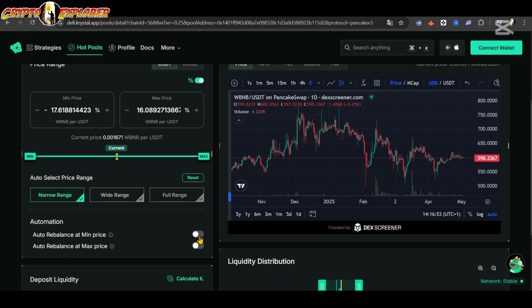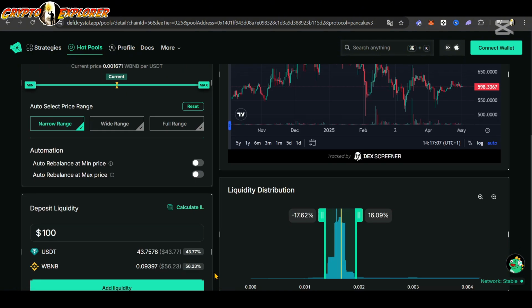One of the coolest things about Krystal is that you can set in an automation, but as a complete beginner, stay away from this, okay? It's better for you to learn the deal by having a wider range than just be chasing yields. Likely you will lose money if you're just chasing yields, okay?